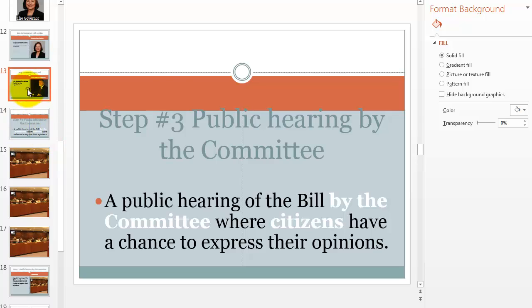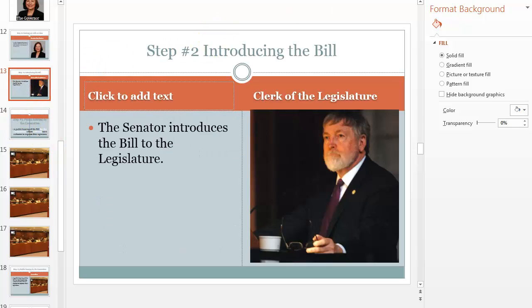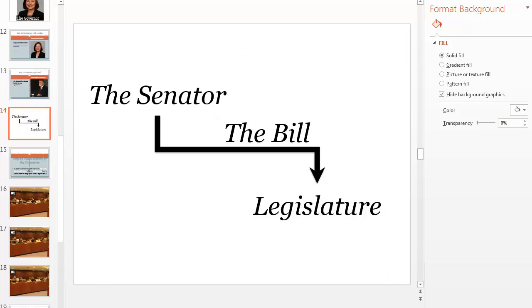I'll show you the third technique you can use, which is equally effective, which is a diagram. You can use a diagram. This is what I mean by diagram. The senator introduces the bill to the legislature. I used just text to draw this diagram.